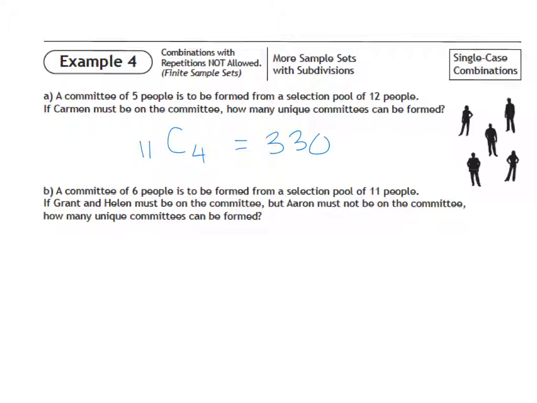So the second part says, a committee of 6 people is to be formed from a selection pool of 11 people. If Grant and Helen must be on the committee, but Aaron must not be on the committee, how many unique committees can be formed? So for this one, you had 11 people. You need to choose 6, but 2 are already chosen, right? So you're actually choosing 4. And out of the 11, you already took the 2 that are chosen and the one guy that they said can't be on the committee. So there are only 8 people left to choose from for those 4. 8 choose 4.